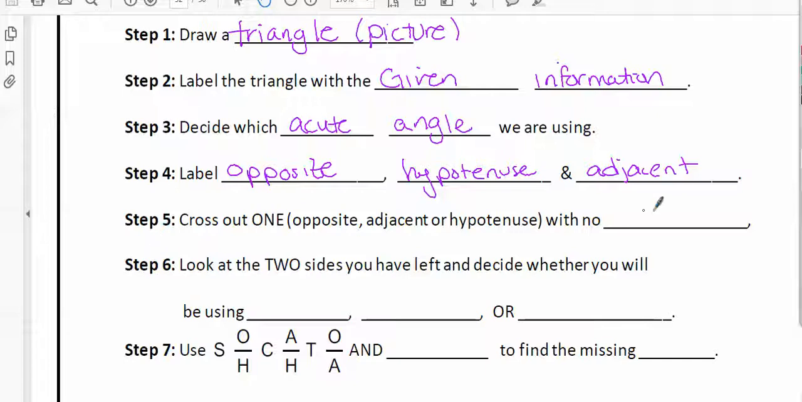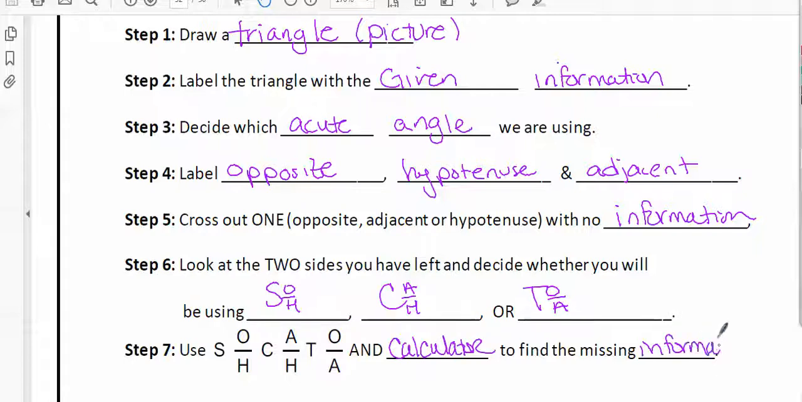I'm going to cross out the one with no information. I have to figure out whether I'm talking about SOH, CAH, or TOA. And then I am going to use SOHCAHTOA and the calculator to find the missing information. These are the same steps that we've been using all along, so nothing new. The only new aspect to this lesson is to draw that picture, and it's going to be given in a word problem.